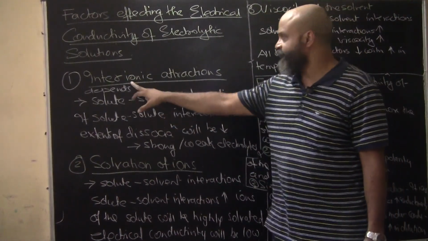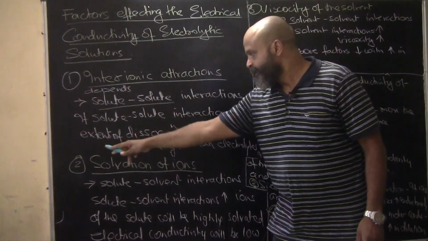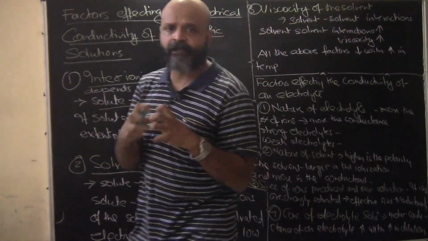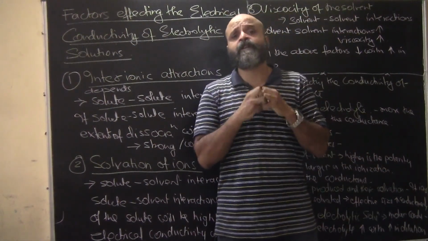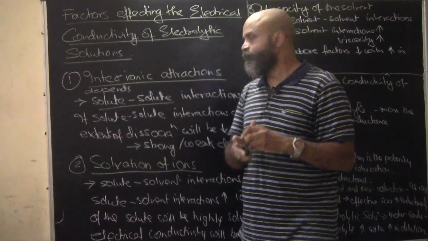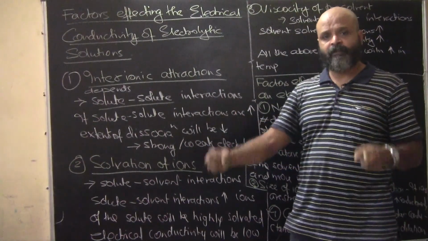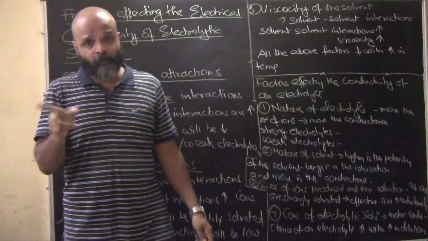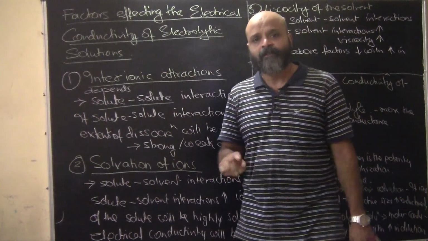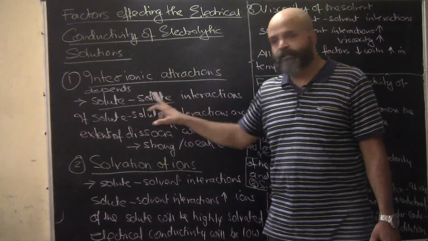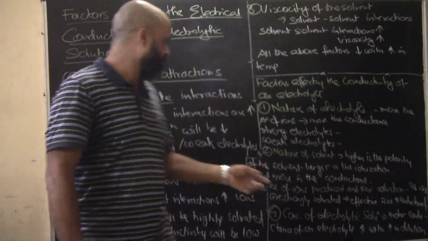Now, if the solute-solute interactions increase, then the dissociation will decrease. If the solutes interact more with each other, this results in a decrease in dissociation, because now it is difficult to dissociate them. Generally there is already a bond between the positive and the negative ions, and if there is also bonding between the solute particles, this makes dissociation more difficult. So interionic attractions can be solute-solute interactions, and if they become more, the dissociation will decrease.